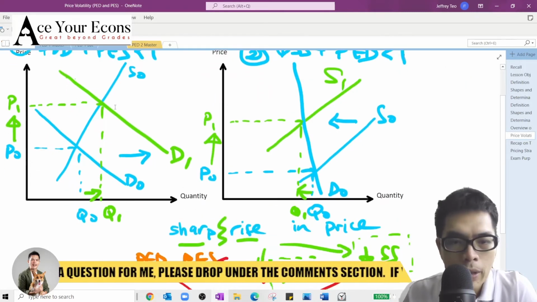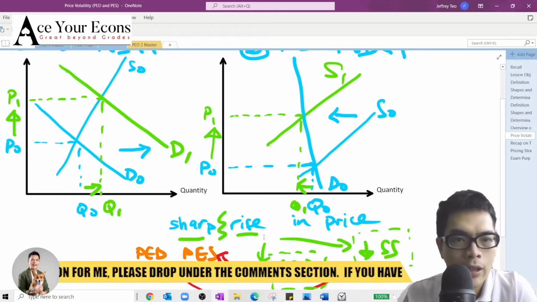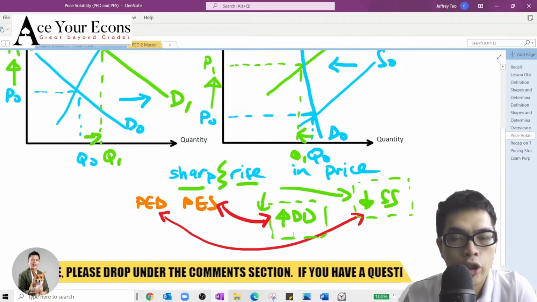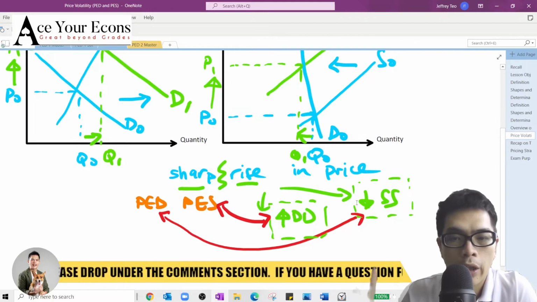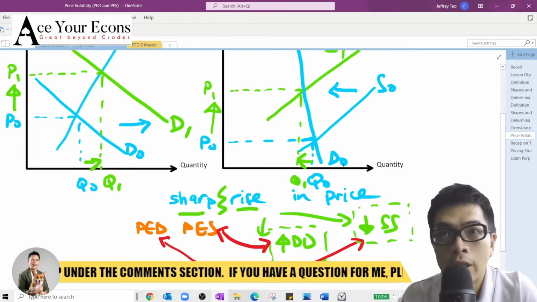So the determinants of PED and PES may or may not be present in the extract, may or may not, but they will always tell you the primary condition of an increase in demand or a fall in supply. So far so good.